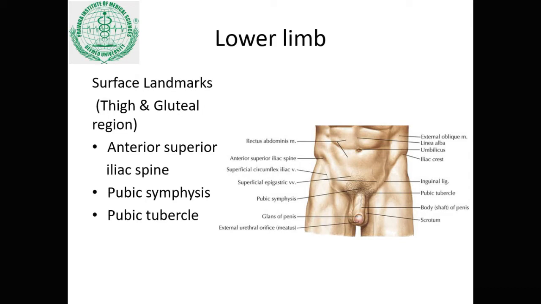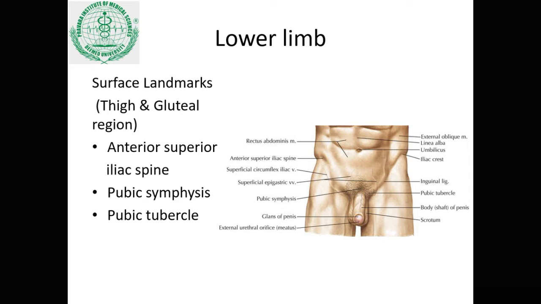Now first we will see the surface landmarks of the lower limb. In the thigh and the gluteal region, the anterior superior iliac spine is lying at the lateral end of the fold of the groin. Now this is the fold of the groin. At the lateral end of it lies the anterior superior iliac spine. Now the pubic symphysis is lying in the lower part of the medial plane and it is felt indistinctly.